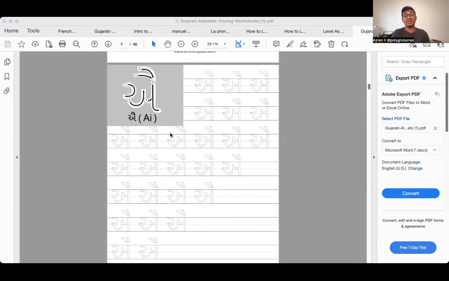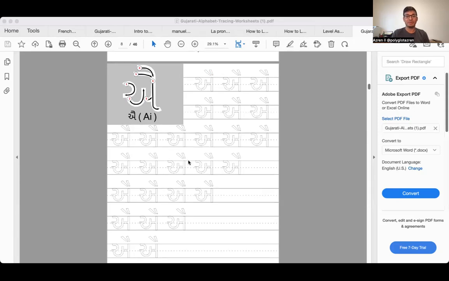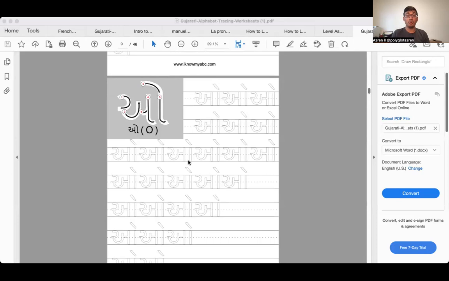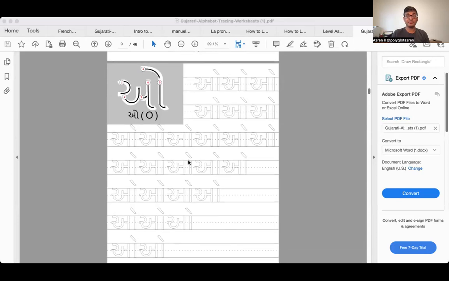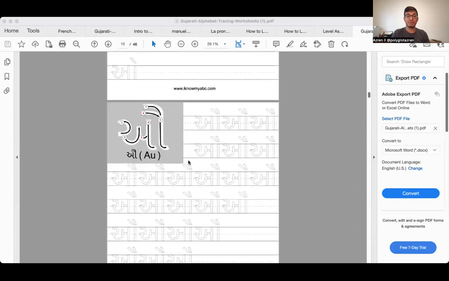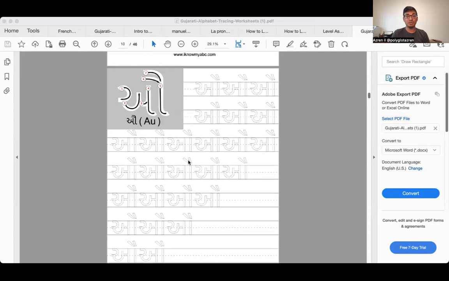Next vowel is I. I looks very similar to E. We just have one additional line on top, right? One additional line. I. Next vowel is O. Looks like this. Next one is O.